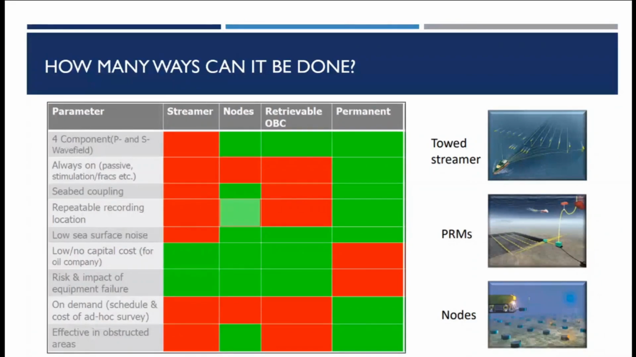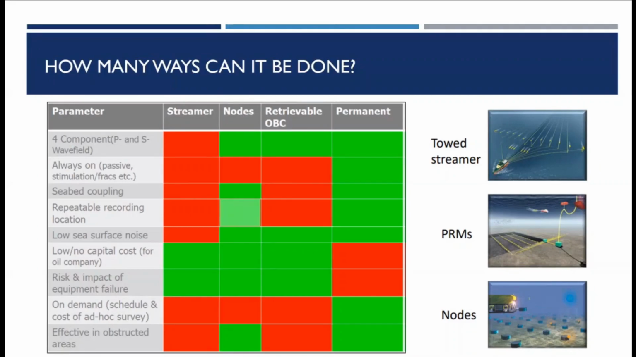When we have the ocean bottom seismometers, we put them at one time, and at another time we try to repeat at the same position. And then we acquire data with the source vessel. So there are essentially three to four ways in which we can do it, and each of the technologies allows us certain benefits.